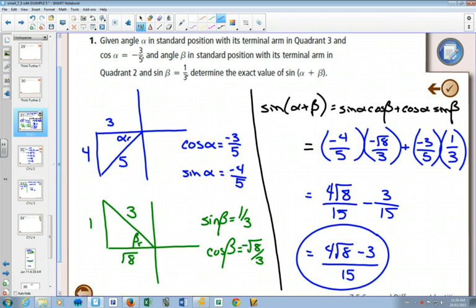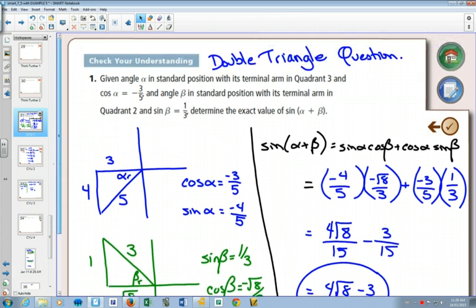So in these double triangle questions, you draw both triangles. That will give you sine and cos. Then when you go to the formula, you can just plug it in, and then from there, simplify your fraction to get your final answer. You can recognize these double triangle ones because they're going to ask you to find sine of alpha plus beta, cos of alpha plus beta, and then you'll always have enough information to draw the triangles.